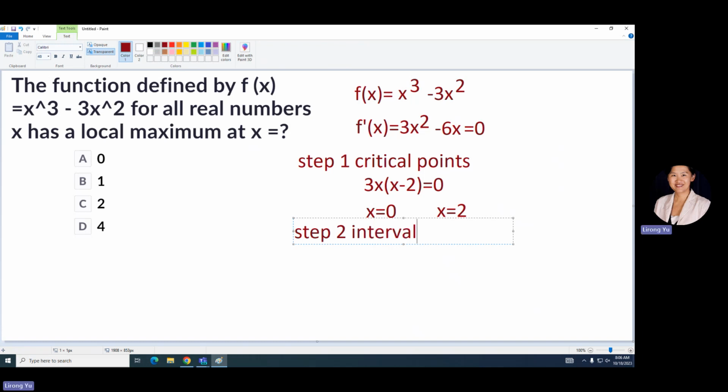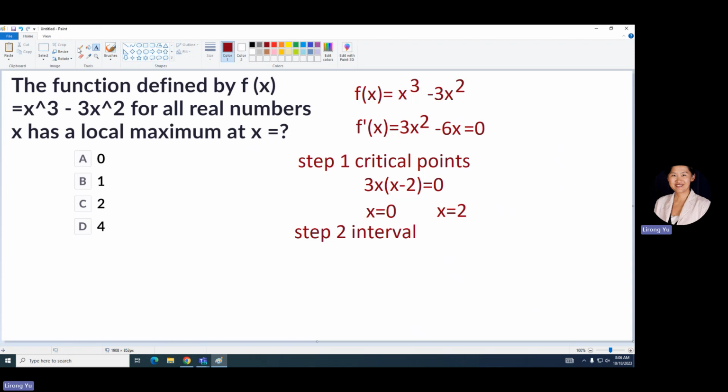Determine the intervals. We hope to find the increasing and decreasing on each interval. All right, so this is the number line. We have negative infinity on the left, positive infinity on the right. Imagine this is the x-axis. We will have a 0 and a 2, so that is giving us 3 intervals: negative infinity to 0, 0 to 2, and 2 to infinity.